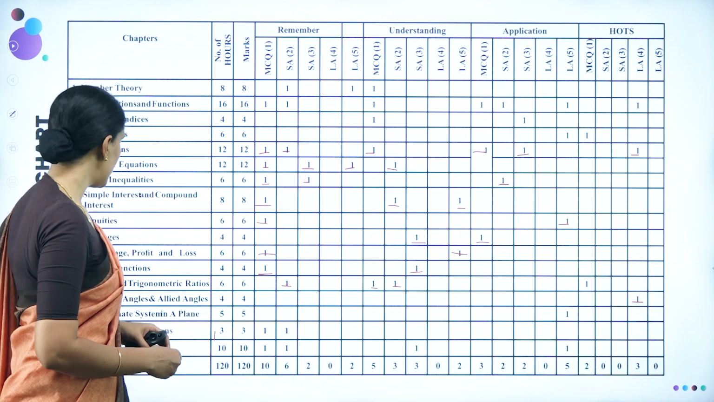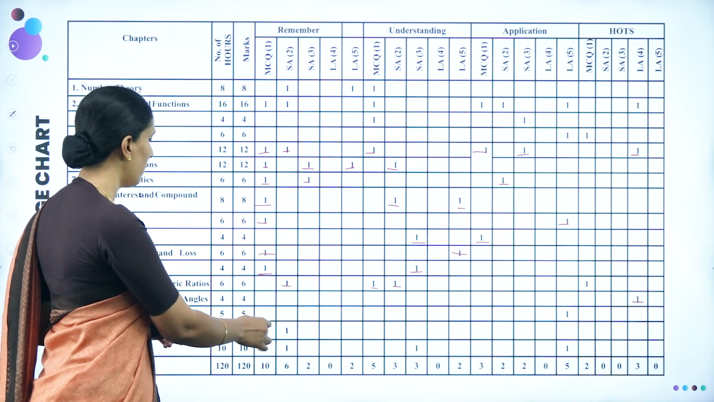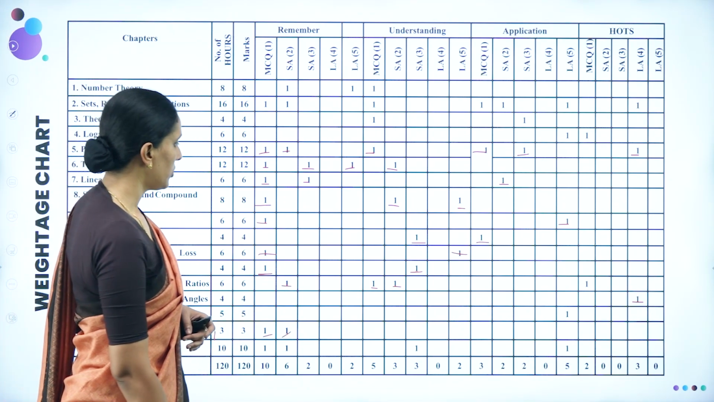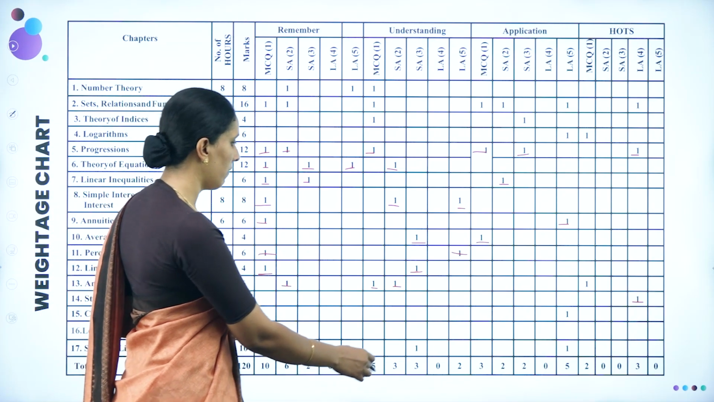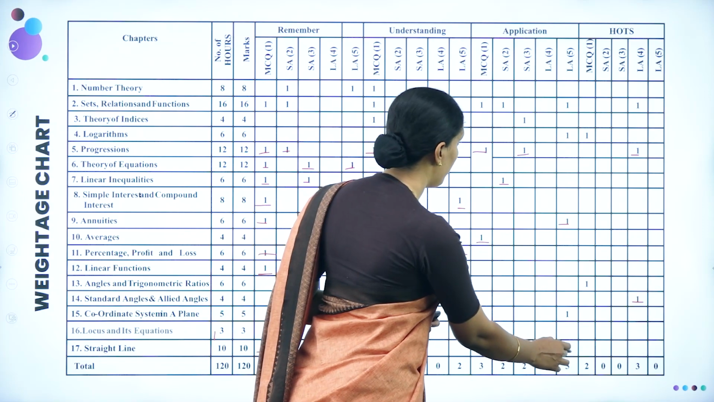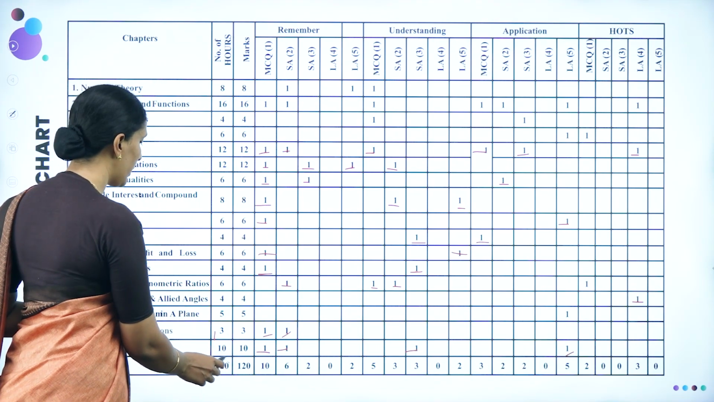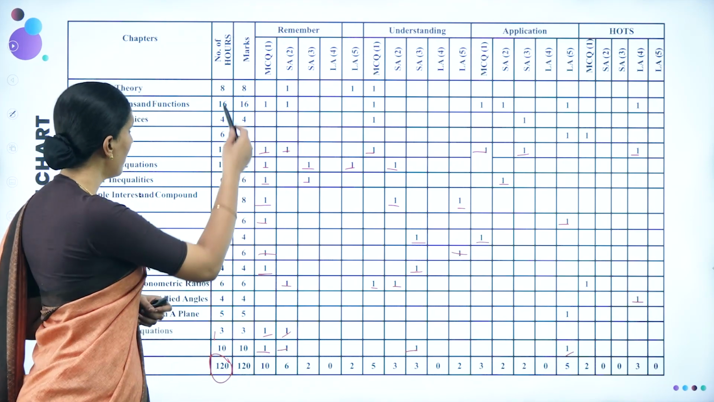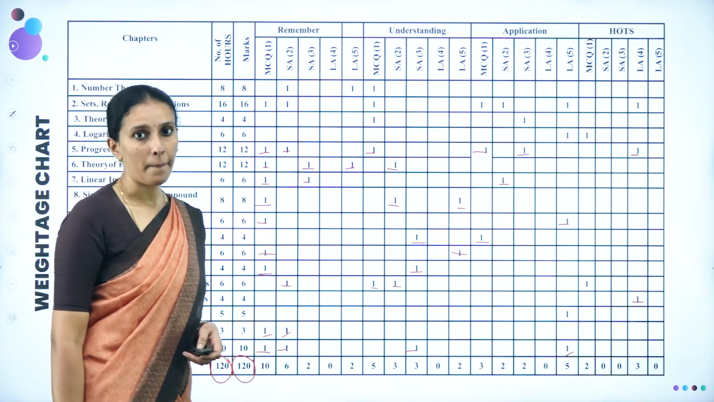So next, coordinate system in a plane is a 5-mark question. Locus and its equation, 1 mark and 1 2-mark. Next, straight lines, it's a chapter which contains 1 MCQ, 1 2-mark, 1 3-mark and 1 5-mark question. So overall, the number of hours required to teach all 17 chapters in basic mathematics is 120 and your question paper is set for 120 marks.